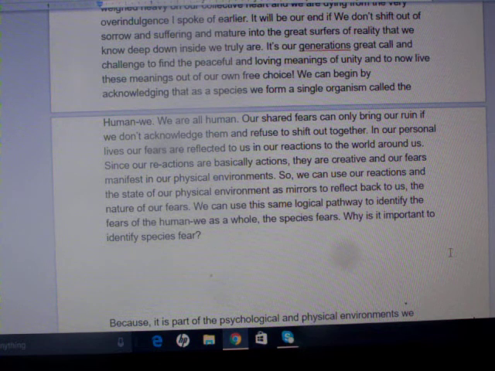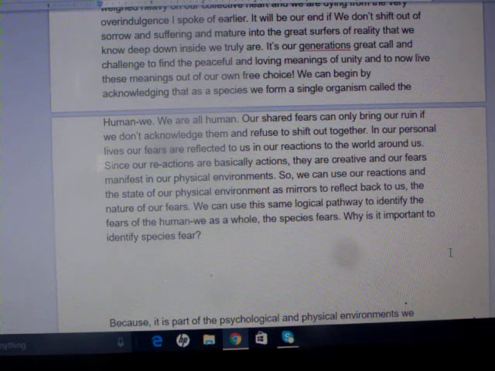In our personal lives, our fears are reflected to us in our reactions to the world around us. Since our reactions are basically actions, they are creative, and our fears manifest in our physical environments. So we can use our reactions and the state of our physical environment as mirrors to reflect back to us the nature of our fears. We can use this same logical pathway to identify the fears of the human we as a whole, the species fears. Why is it important to identify species fear?